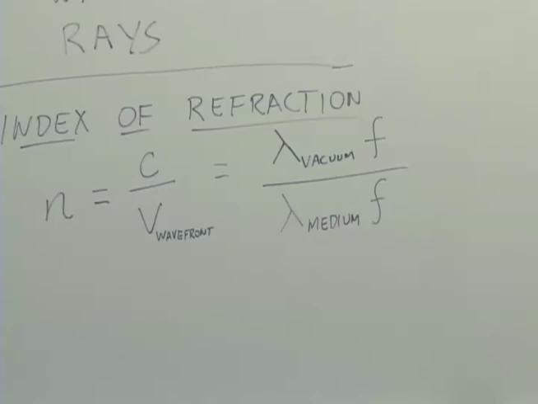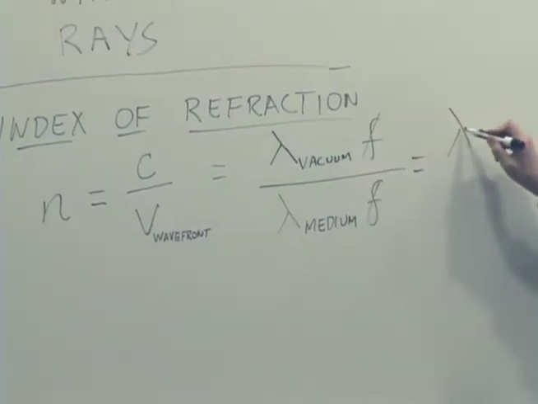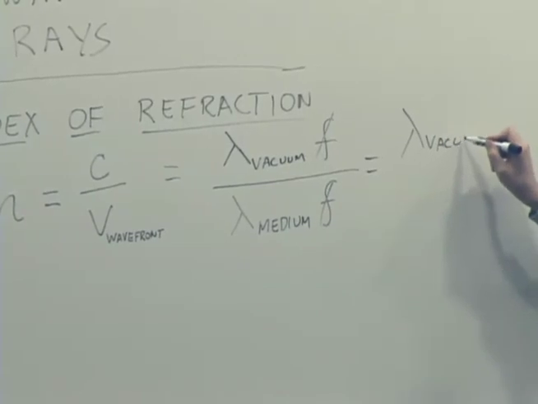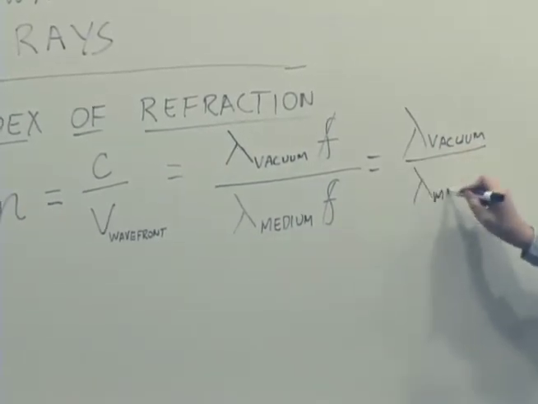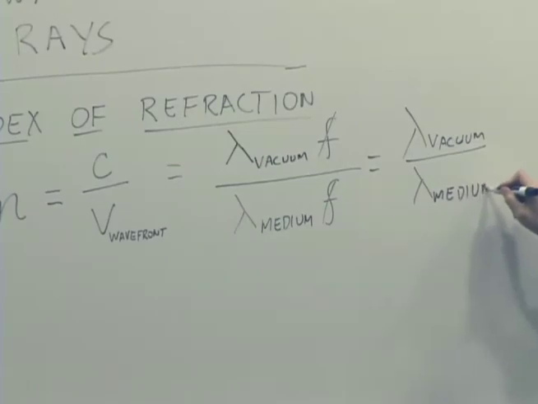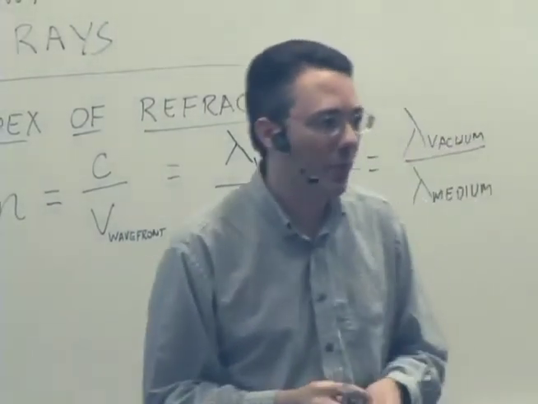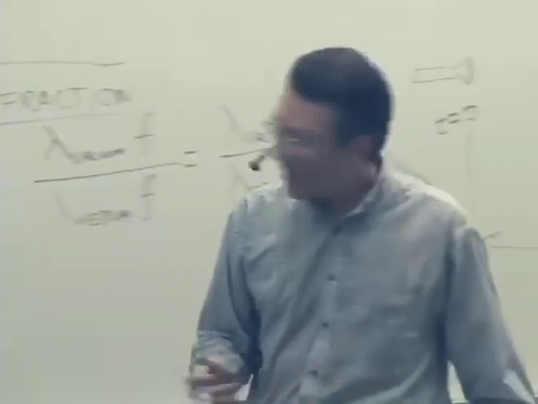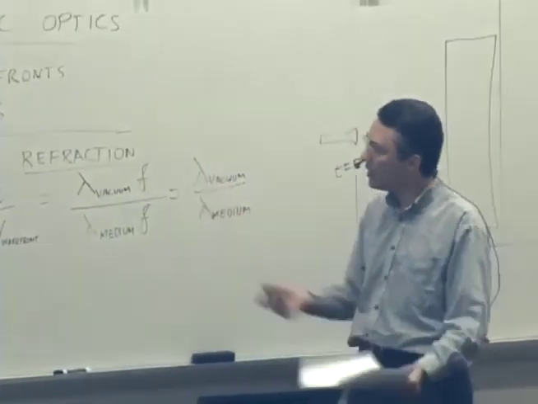The frequency, of course, cancels out, and so you could also use this as a way to calculate the new wavelength. If you know the wavelength in vacuum and you know the index of refraction of the material, you can calculate the wavelength in this medium. Now notice it's a pure number because we're dividing a speed by a speed.